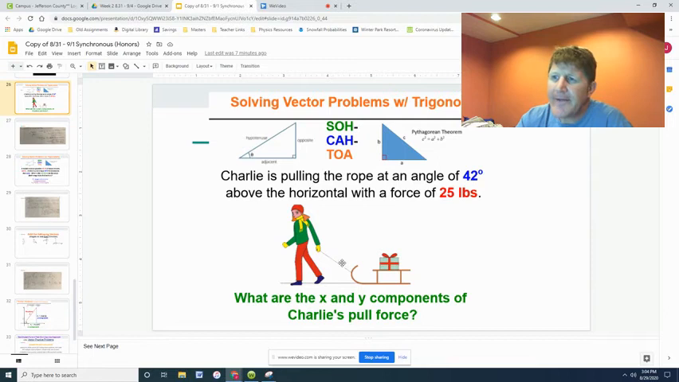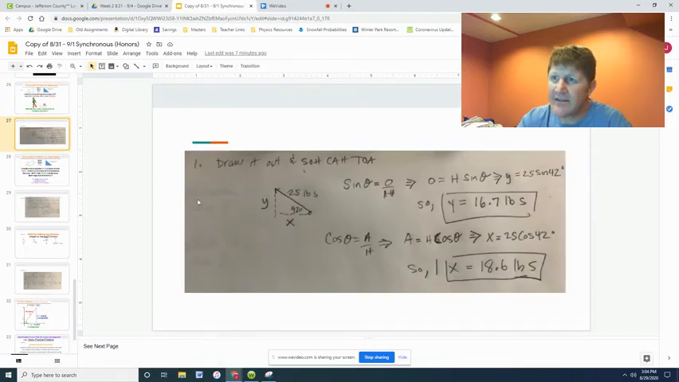And so we need to look at SOHCAHTOA. And so Mr. Gray has been kind enough to set this up for us. And so that 25-pound force is acting at a 42-degree angle from the horizontal. What is the X and what is the Y? And so we have a right triangle here. And so if we want to know the Y, you can see that the Y is opposite of that angle. And this here is our hypotenuse. So if we know this angle, we know the hypotenuse.